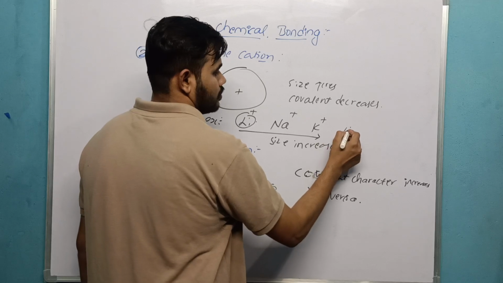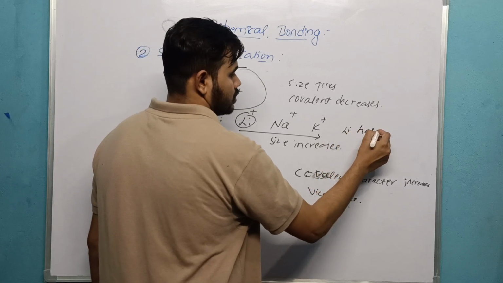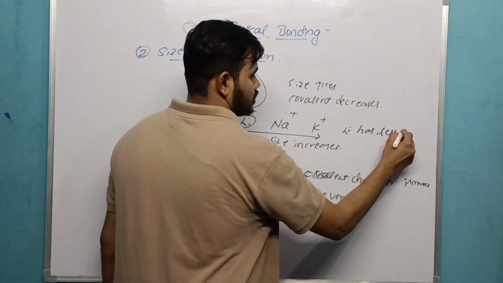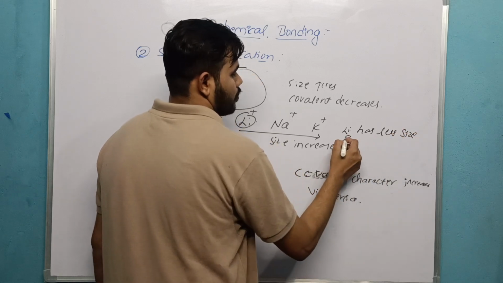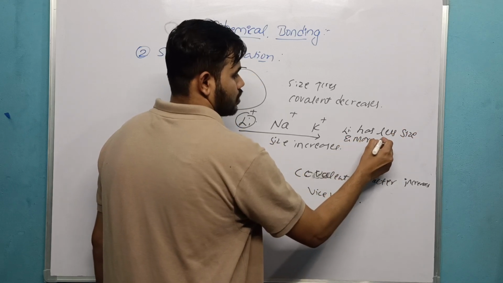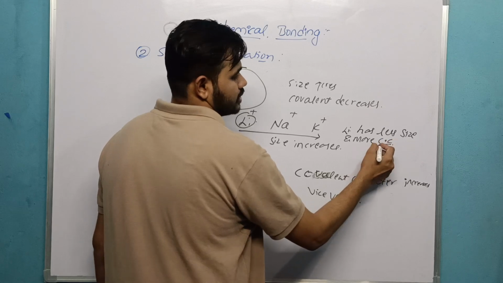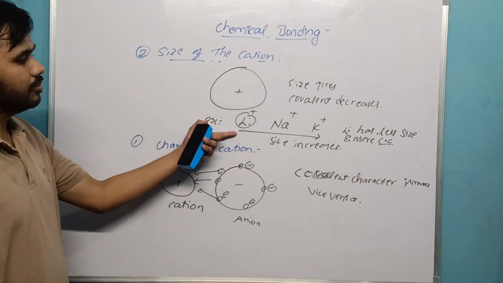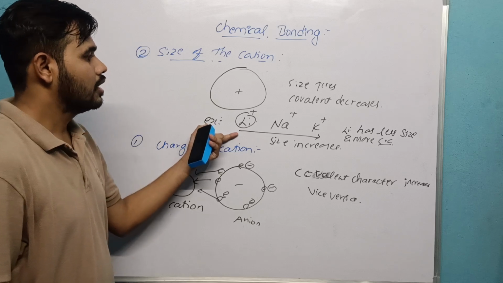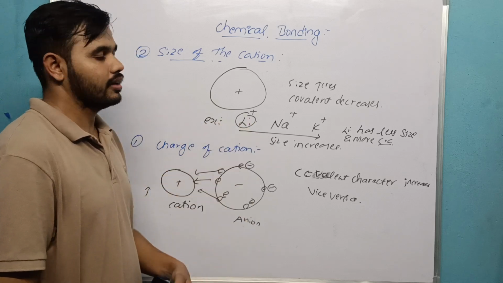So lithium has less size and more covalent character, CC. Lithium has less size and more covalent character.